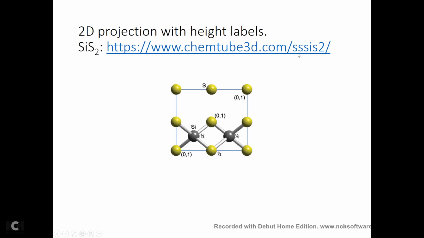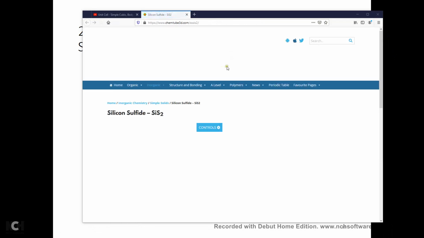One more example. This is a little bit complicated. This is silicon disulfide. Right now you're looking at a 2-dimensional projection, with these labels of their height. Again, 0 and 1 means you have 2 layers of such atoms. And then this means the height of the silicon atoms is just 1/4 of C, in a direction perpendicular to the computer screen. So maybe it's better to look at this 3-dimensional structure as well to better understand this picture.